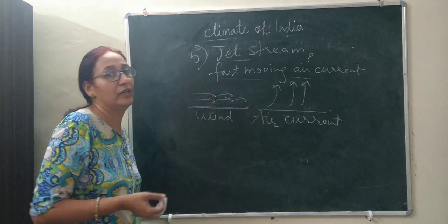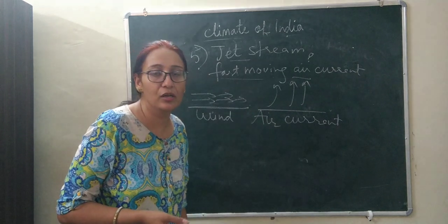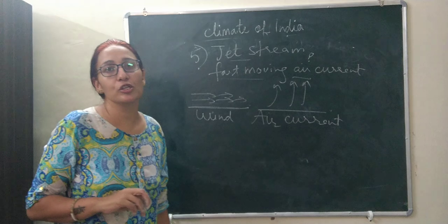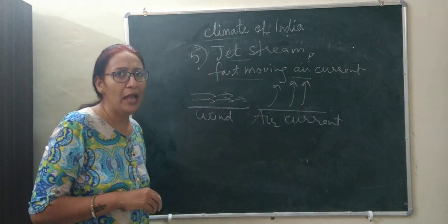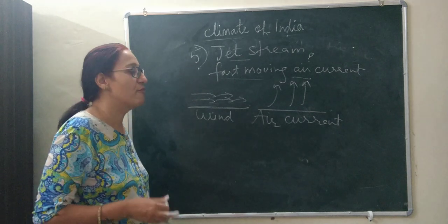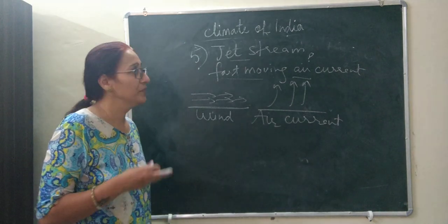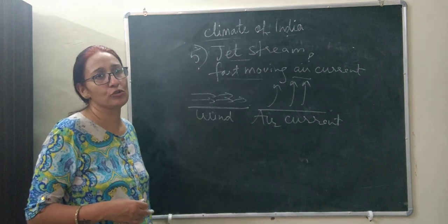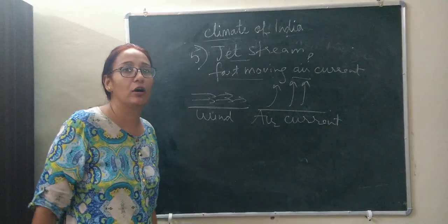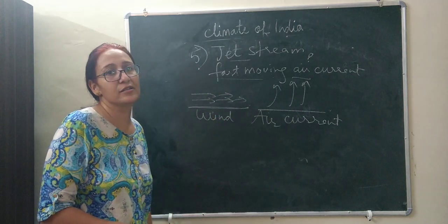But how does jet stream affect the climate of India? Jet stream is responsible for the arrival of monsoon winds in India. Like during winter, northeast monsoon winds blow in India, and jet stream is responsible for the arrival of these northeast monsoon winds. These jet streams bring northeast monsoon in India, that bring less rainfall, which is good for wheat crop. And we'll learn more about jet stream under seasons heading.